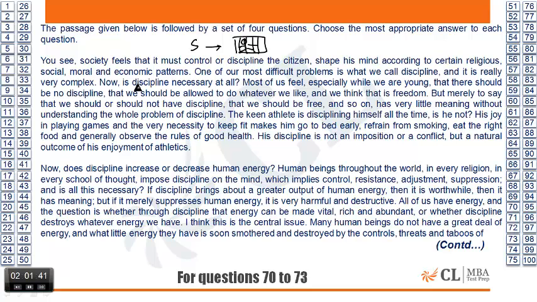Now is discipline necessary at all? Good question. Most of us feel, especially while we are young, there should be no discipline. That we should be allowed to do whatever we like, and we think that is freedom. But merely to say that we should or should not have discipline, that we should be free and so on, has very little meaning without understanding the whole problem of discipline. So I think the author is going to tell us what the real problem of discipline is. We will wait and see what he says.